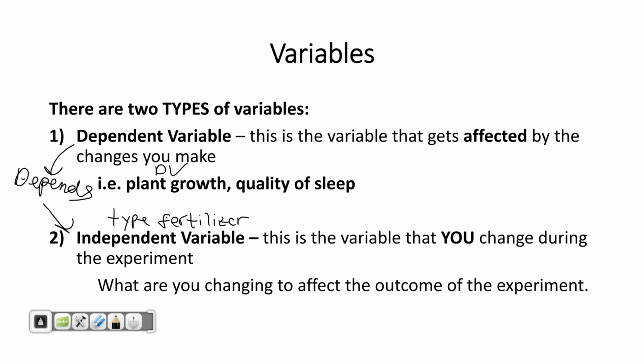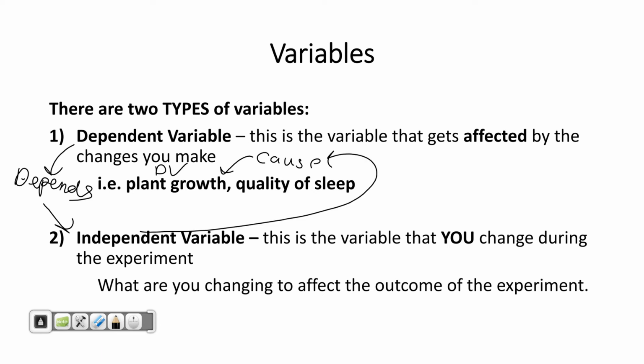Type of fertilizer. Maybe one fertilizer works better than another based on the type of plant you have. It could be a separate one, so if we didn't do that one, maybe it would be sunlight. How much sunlight is it getting every single hour? Et cetera, et cetera. So that's something that you can affect, which then can cause a change in plant growth. So independent causes a change in dependent.